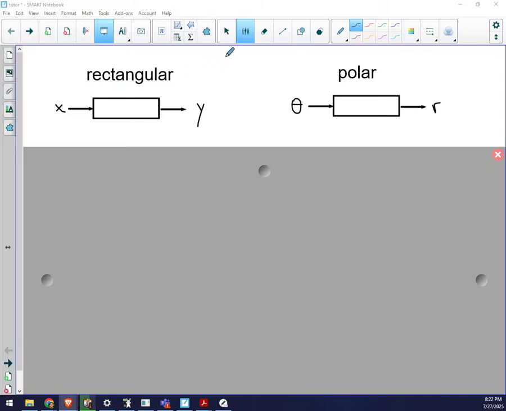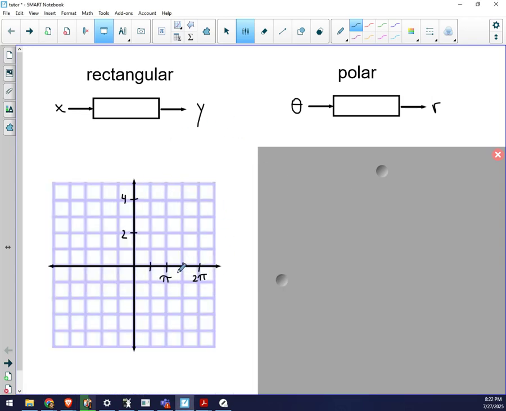Okay, this video is intended to explain or help understand the connection between the graph of a rectangular function and the graph of a polar function. In a rectangular function, we have an input value x and an output value y, and I'm going to use some trigonometric functions, which is why I've got the x-axis labeled in units of pi. But the input is the x-axis value, and the output is the y-axis value, or the y-coordinate.